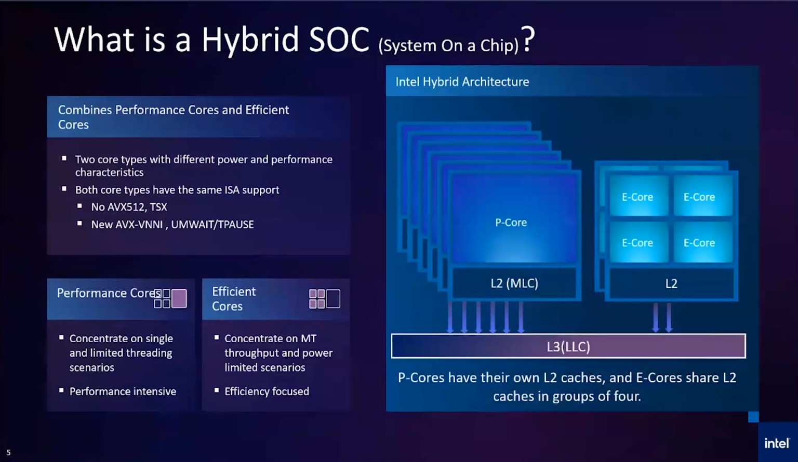If I change quickly to a block diagram, you can see that each of the P cores has their own L2 cache, while the E cores are built in blocks of 4, with 4 E cores sharing an L2 cache. All of these individual modules communicate via a shared last level cache.